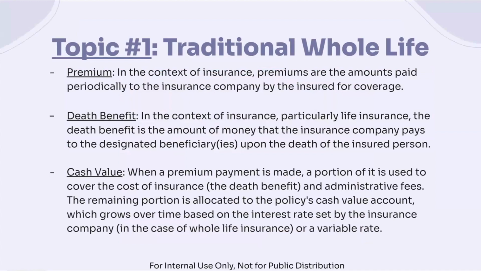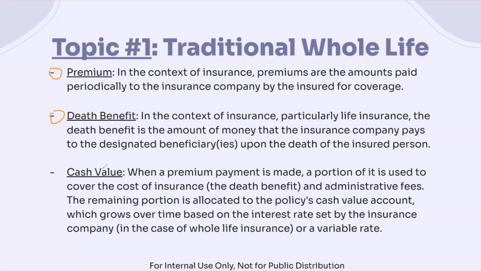So let's just review some terms really quickly. Remember that premiums are the amount paid periodically to the insurance company by the insured for coverage. Remember, death benefit is the amount of money that the insurance company pays to designated beneficiaries upon the death of the insured. Now, for these two, we've already talked about a lot. But the cash value, this is new. So let's pay attention to this term.